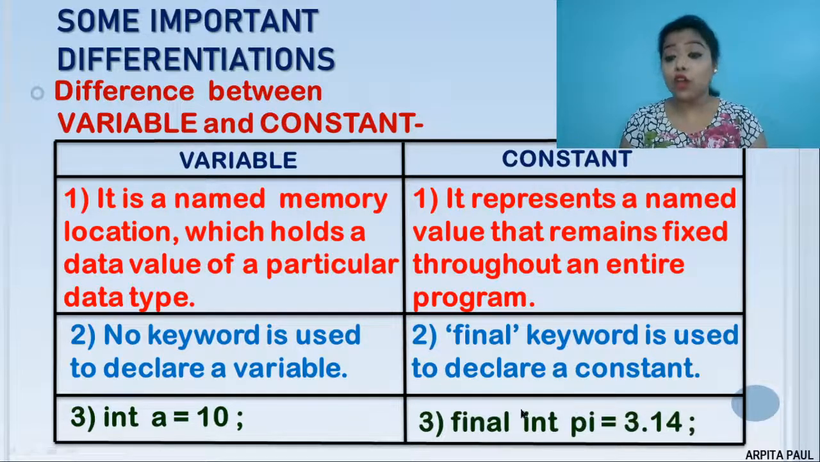In case of a constant, it is declared like final int pi = 3.14. So pi is the constant variable here, and the value of pi is fixed throughout the program because we have used the final keyword here to fix the value of pi. This is how easily you can differentiate between variables and constants.